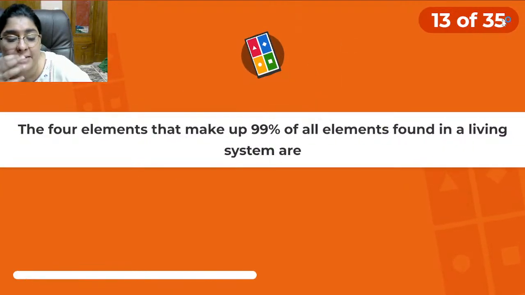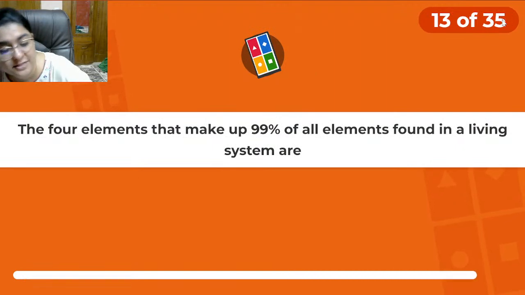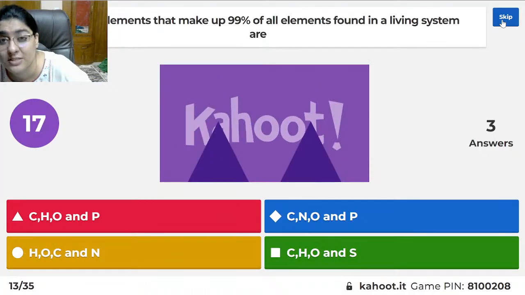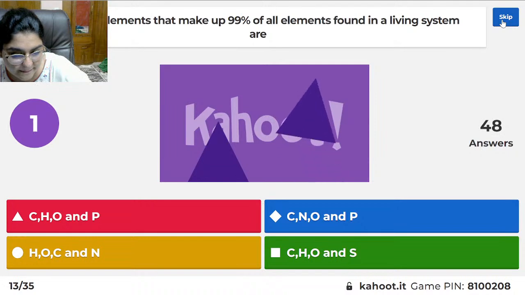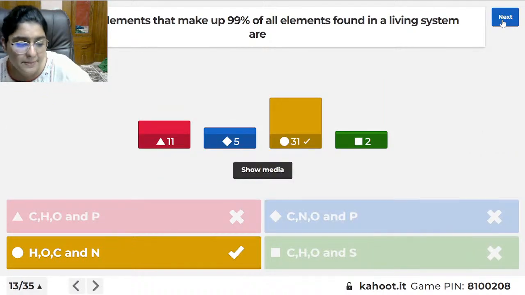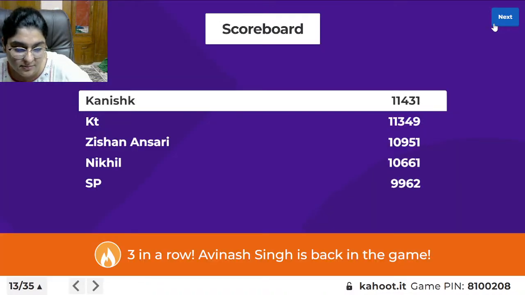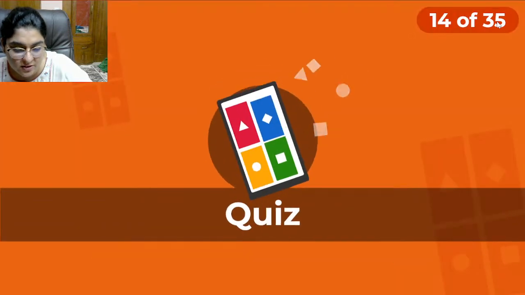The 4 elements that make up 99% of all the elements found in a living system are... We just talked about 6, which were the main 4. Easy one. I kept a googly easy inside. It's carbon, hydrogen, oxygen, nitrogen. Just that it didn't start from carbon doesn't mean that it's not right. Very good, all the right ones.